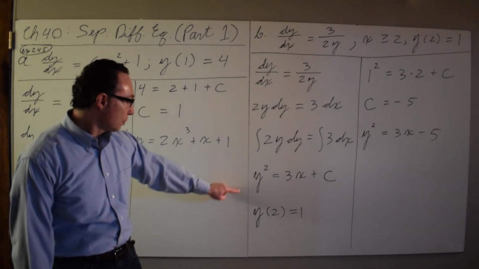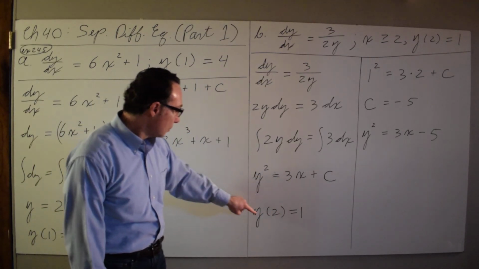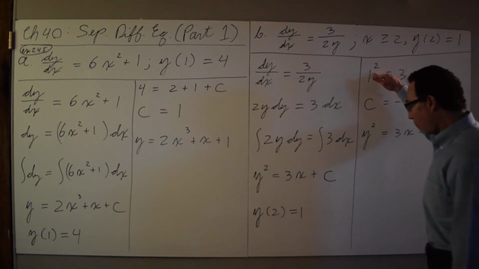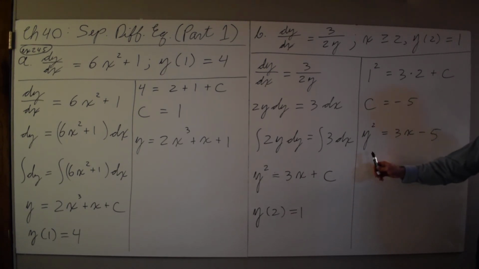So we make our substitution right here. We substitute 2 for x, we substitute 1 for y. So we have y squared, which is 1 squared, plus 3 times x, and x is 2. And so we solve for c, and that gives us our solution. y squared is equal to 3x minus 5.